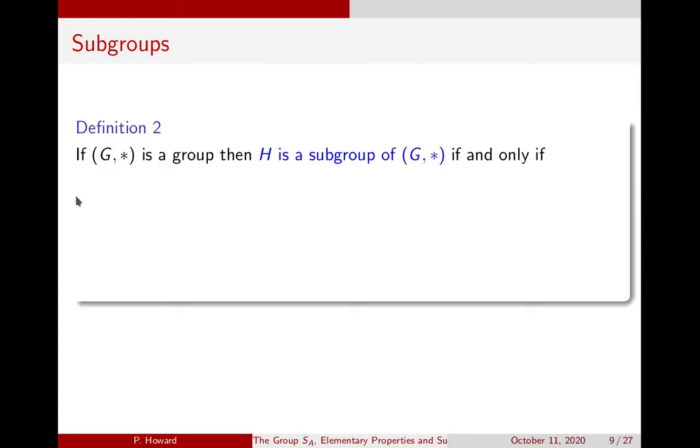So if G star is a group, then H is a subgroup of G if and only if... So here's the meaning of H is a subgroup of G. There are 4 conditions that have to be fulfilled. Condition 1 is that H has to be a subset of G. Every element of H must be an element of G. H must be non-empty.